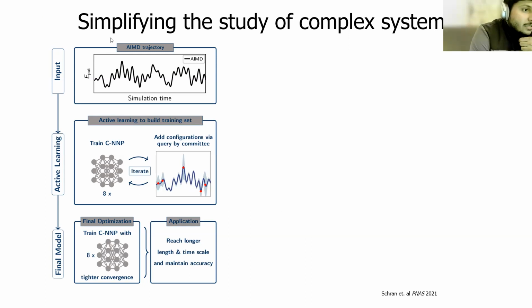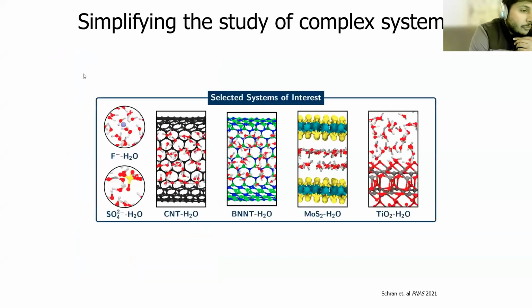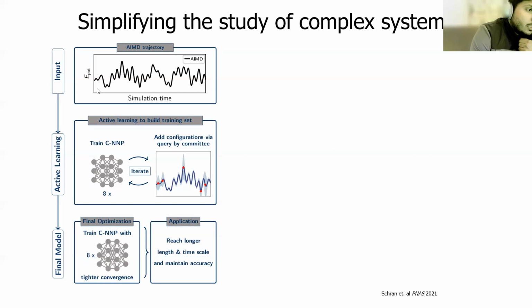So the first step is that you take your system. So let's say we take F minus ion in water. You take a small box, where the important thing is that if the cutoff of your model is 6 angstrom, you at least should have 12 by 12 by 12. That's the only thing. Okay. And you run ab initio MD for a short amount of time, and there, let's say you run it for a few picoseconds, 5 picoseconds or 10 picoseconds.